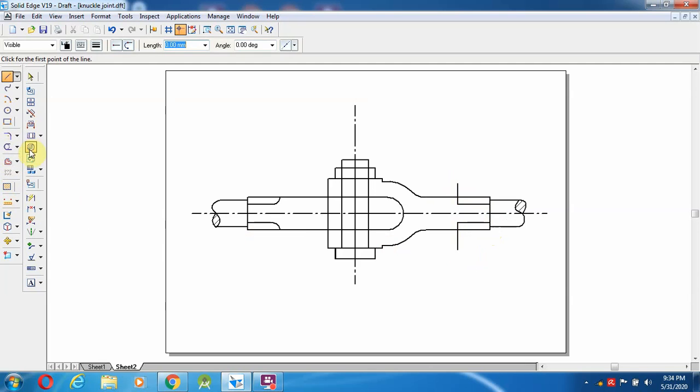So select a trim, then trim it over here, and go for the fillet option again. So from this as well as here, radius as 5 mm. So this radius as a 5 mm. So then it has to be completed over here.